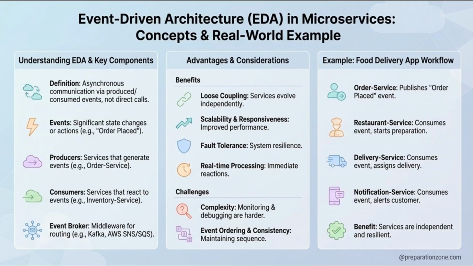Third, event brokers, the middleman that routes events reliably. Tools like Kafka, RabbitMQ, or AWS SNS or SQS make sure events get where they need to go, even at a massive scale.